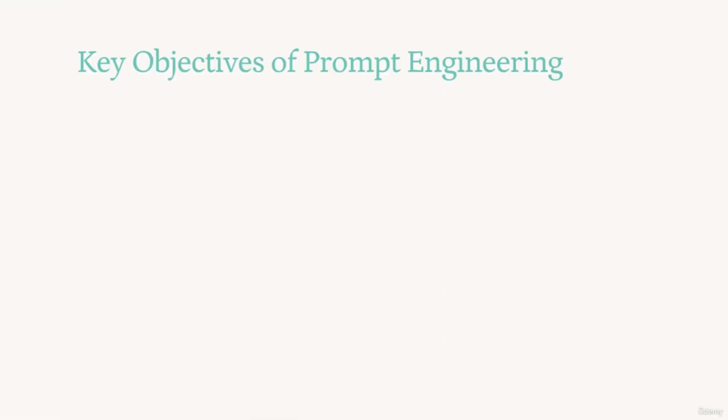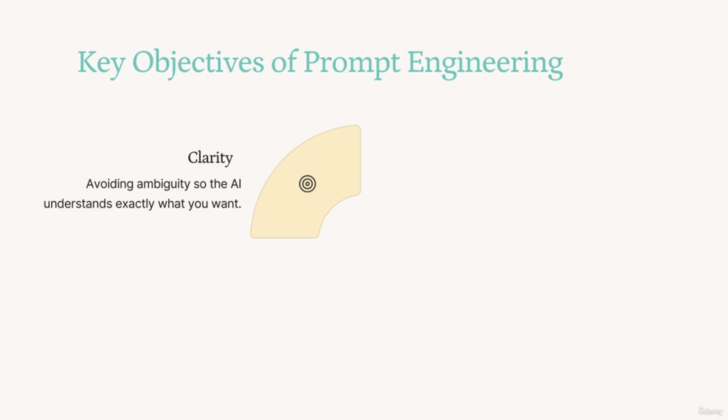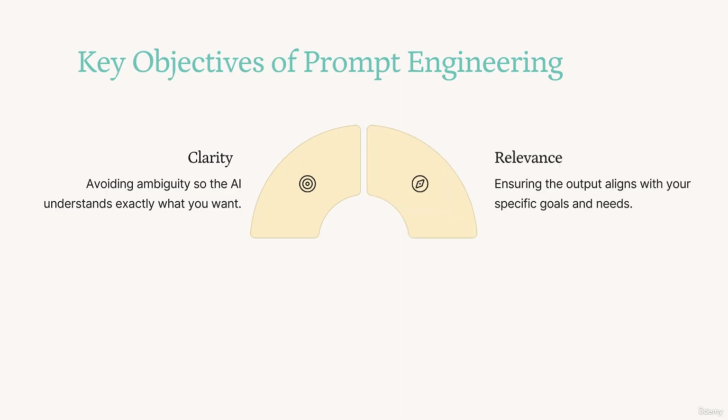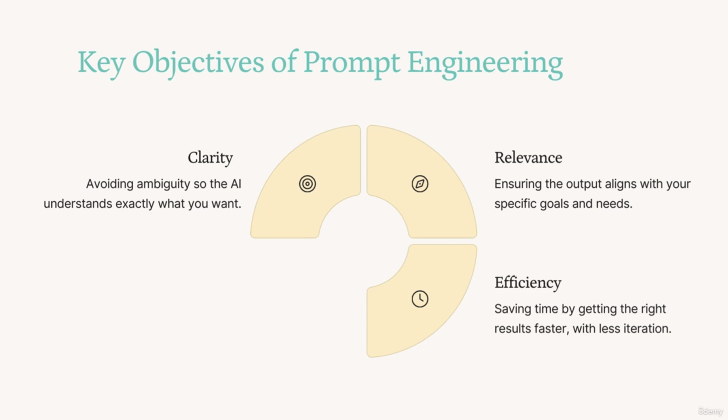Now let's break this down a bit more. At its core, prompt engineering has a few key objectives. Clarity: avoiding ambiguity, so the AI understands exactly what you want. Relevance: ensuring the output aligns with your goals. Efficiency: saving time by getting the right results faster. So to sum it up, prompt engineering is the bridge between your ideas and AI's capabilities.